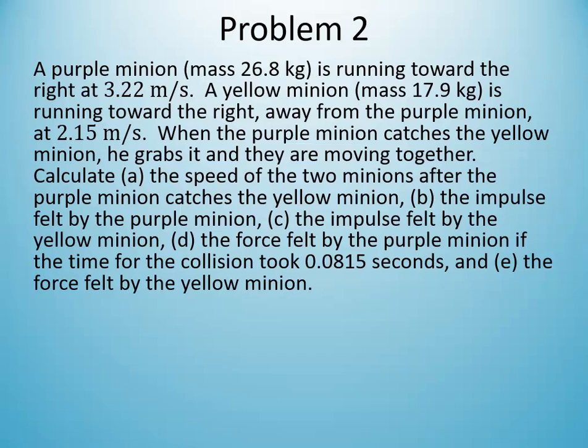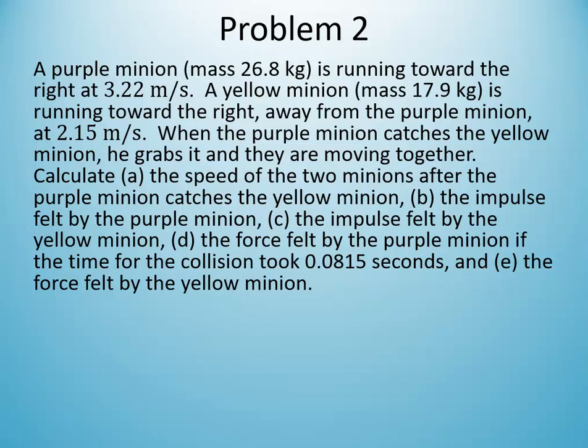So now let's turn our attention to a similar type of problem. In this case, we have two minions. I decided not to put in pictures of minions this time, but you know what minions look like. A yellow minion and a purple minion. And the purple minion, the evil purple minion, catches the yellow minion in a collision. So the question is, what is the speed of these minions when the purple minion catches the yellow minion? What's the impulse felt by the yellow one? Or sorry, by the purple one? What's the impulse felt by the yellow one? And calculate the force felt by each. Those are parts D and E.